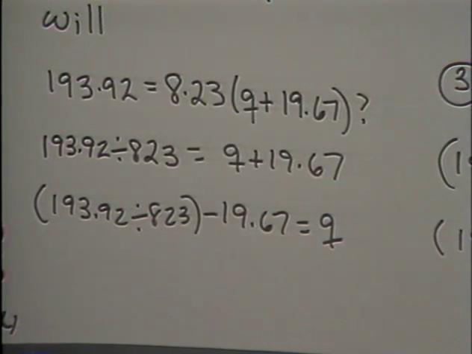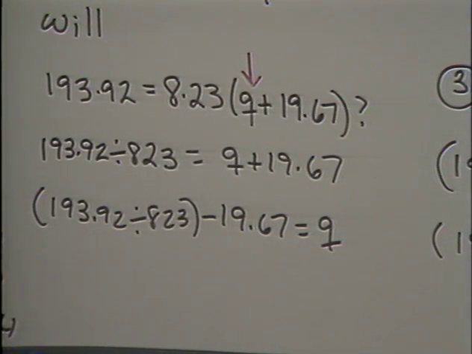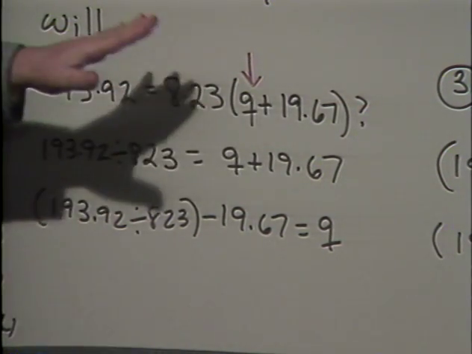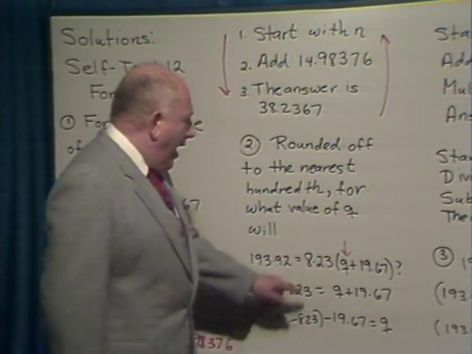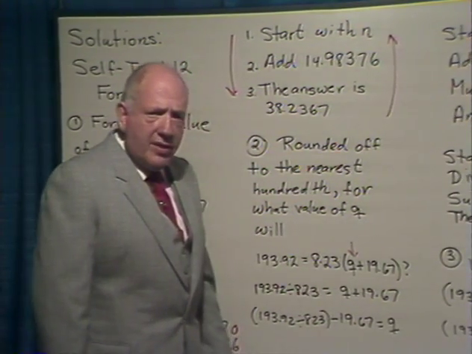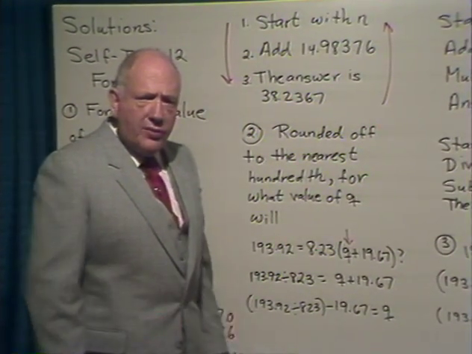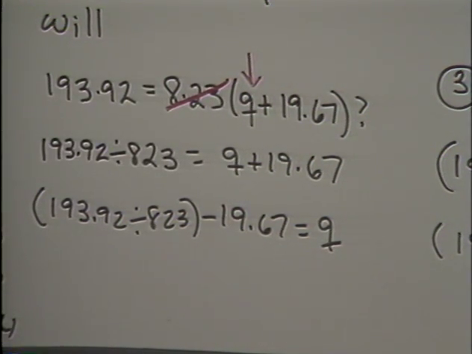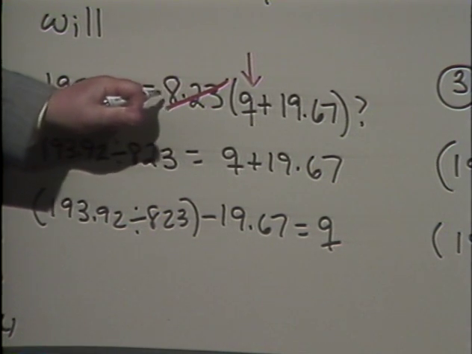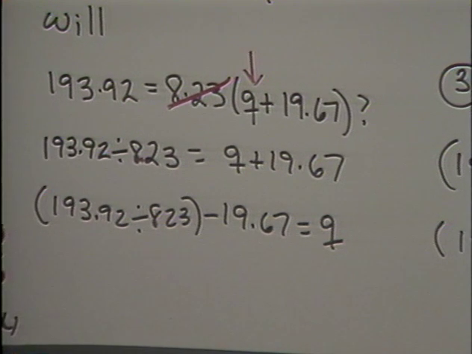Now, the way to tackle this problem is we're trying to get a hold of q. And q is inside the parentheses. That protects it. Before we can start with the q, we have to unblock the parentheses. What's blocking the parentheses? The 8.23. It's multiplying the parentheses. How do you get rid of multiplying by 8.23? You divide by it. But if I divide by 8.23 on one side, I have to divide by 8.23 on the other side.